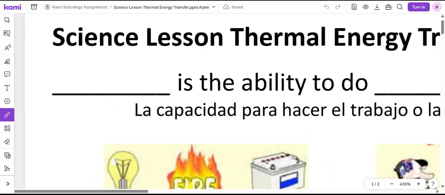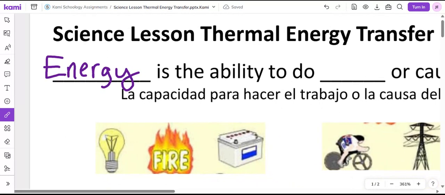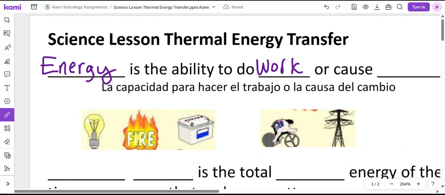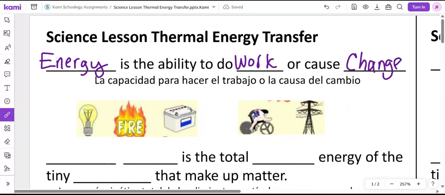So the ability to do work or change is called energy. Energy is going to be the ability to do any work or cause change to something. More specifically, the energy that we're focusing on in this one is thermal energy, which involves heat.